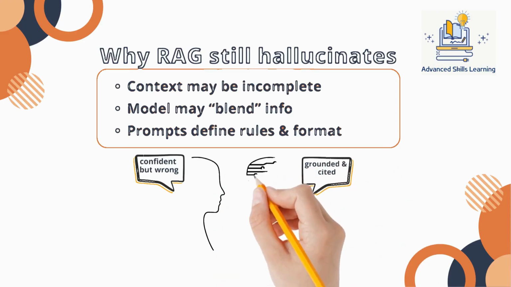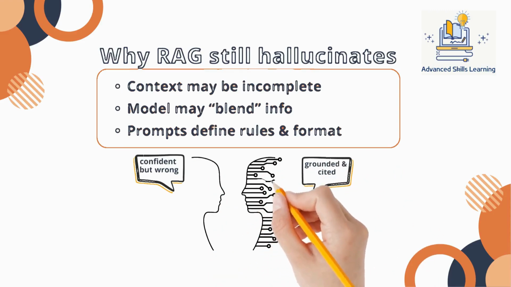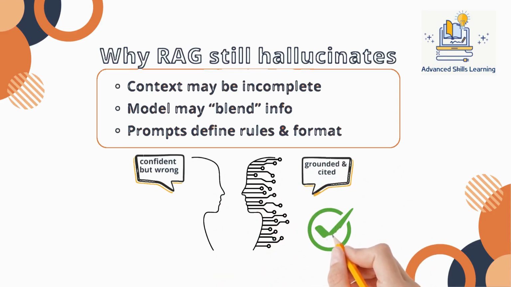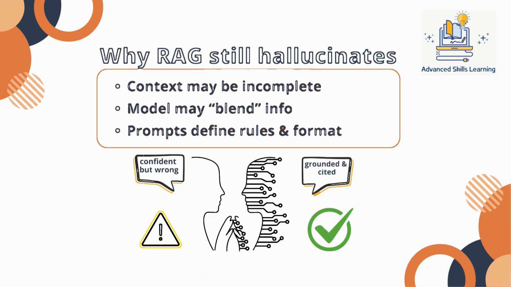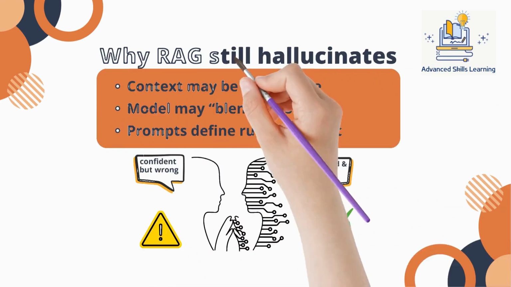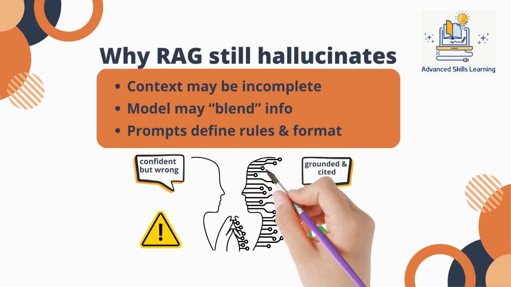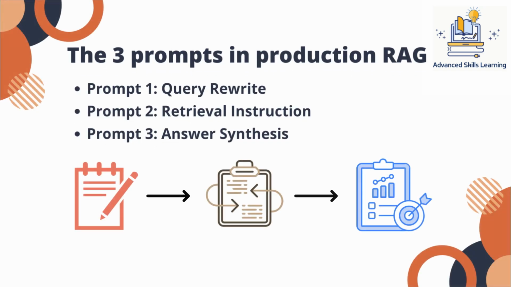Prompt engineering is where you set the rules of engagement. What content is allowed, how the answer must be structured, and what the model should do when evidence is missing. In production, one prompt is rarely enough. We typically separate the workflow into 3 prompts: query rewrite, retrieval instruction, and answer synthesis. Each prompt has a distinct purpose, and this separation is one of the fastest ways to improve accuracy without changing your embeddings or vector database.